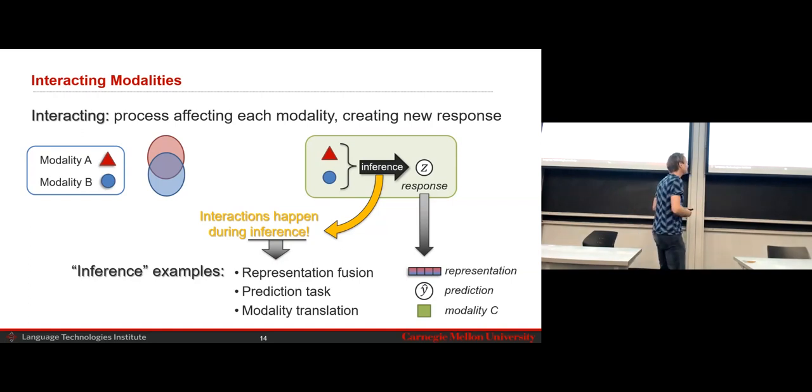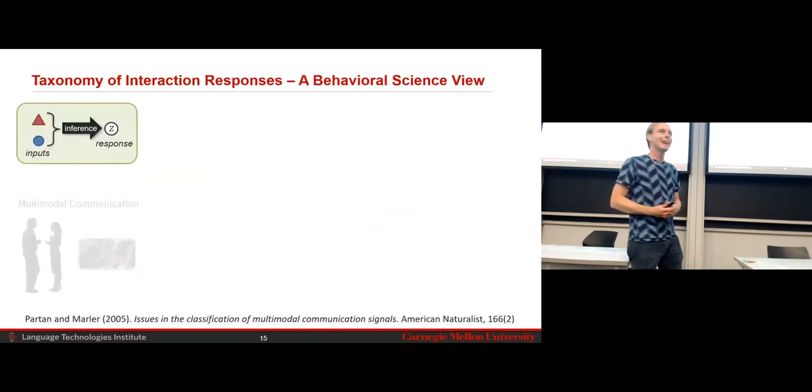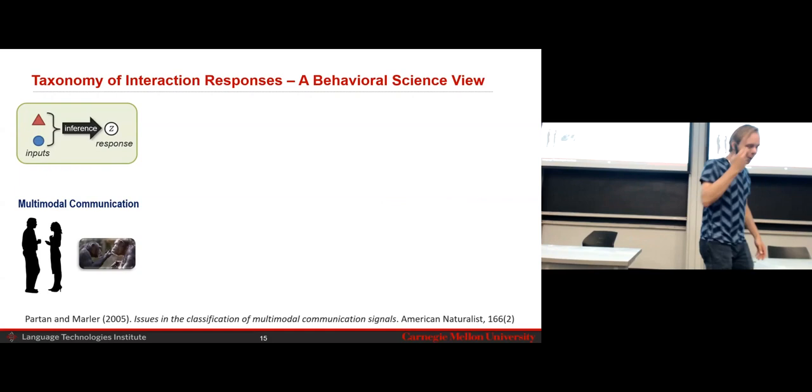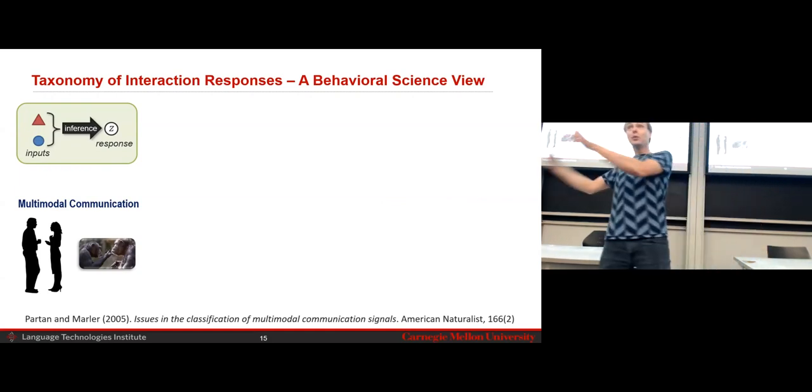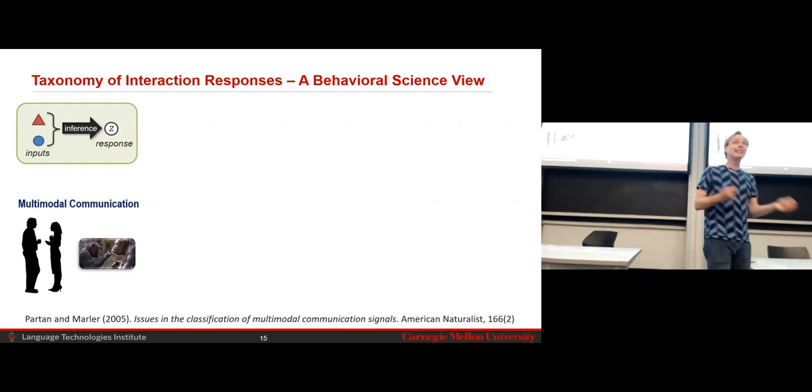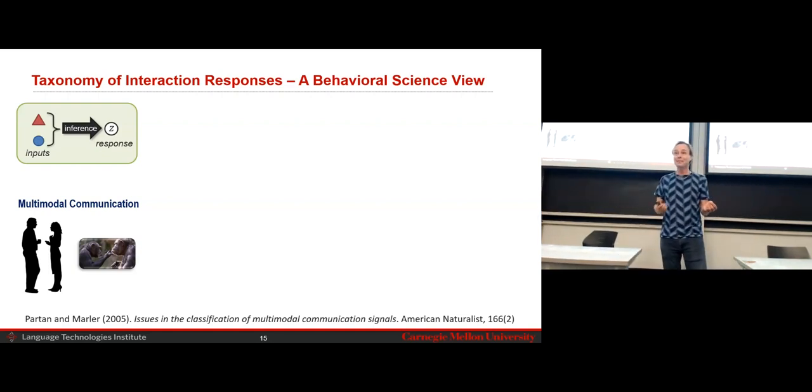But the idea of inference is that you are learning a new representation or a new prediction, and when you do this modeling, this inference, this training, this is when the interaction will come. And what's really interesting is that people 20 years ago studied interaction with human and animals, and they suggested a taxonomy. It's a little bit simplistic, but it's very useful.